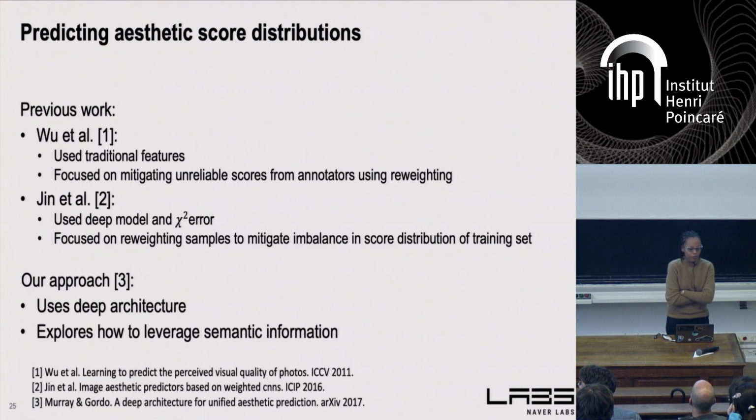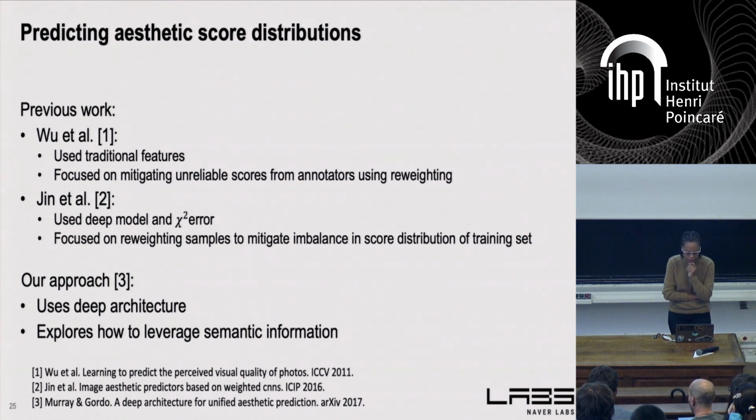So we're not the first people to look at this. There have been previous works on how to predict aesthetic score distributions. What people have focused on in the past were, for example, trying to get rid of unreliable annotators. Let's say you have people who rate images somewhat inconsistently. How can we detect and remove those types of annotators? That's one kind of thing that was tackled.